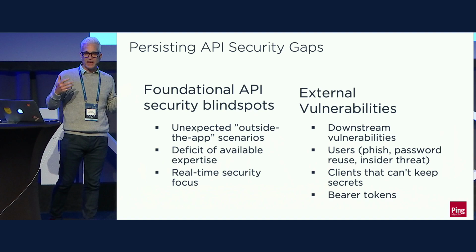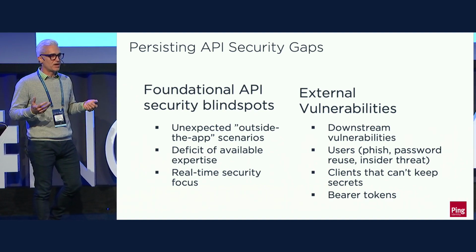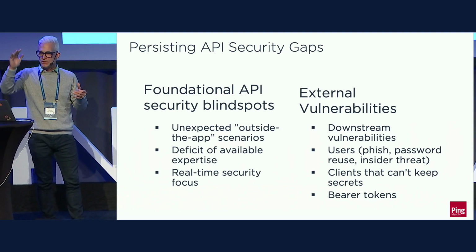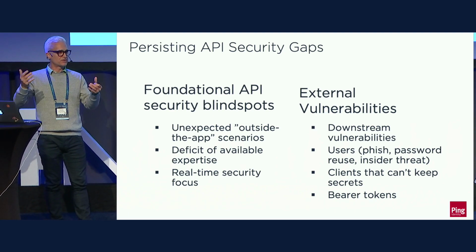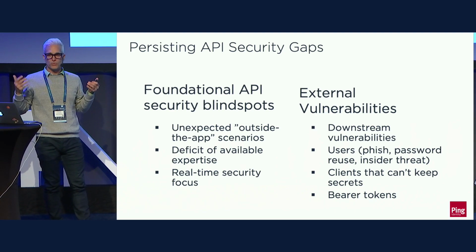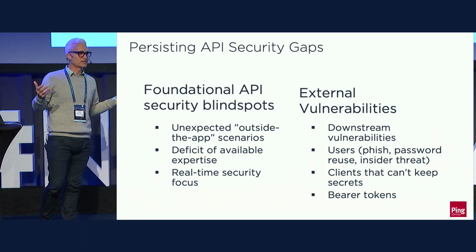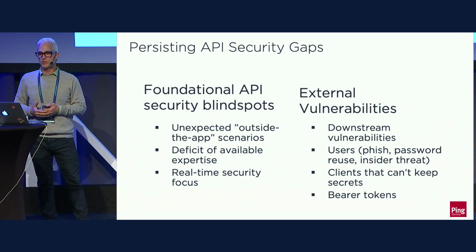And then finally, things like API gateways have a real-time security focus. An API call comes in, you have to take a look and decide, should I let this through or not, right? These are real-time security decisions, and you can't stop certain attacks with that approach.